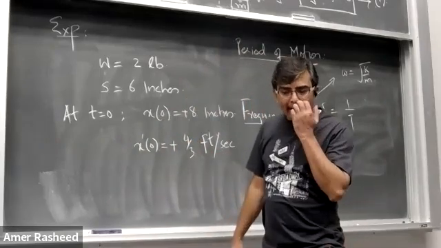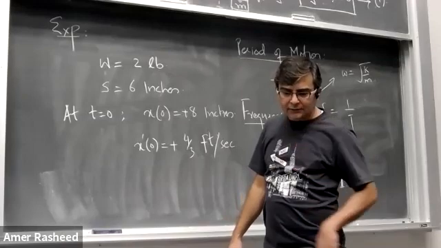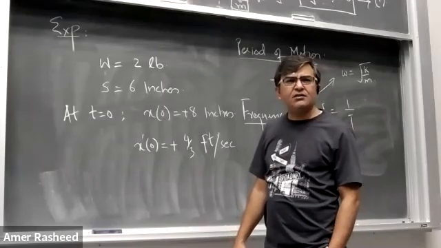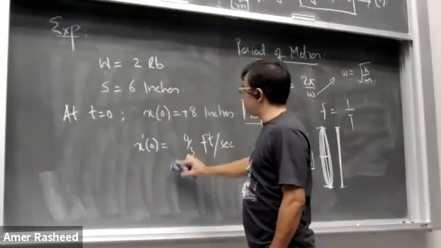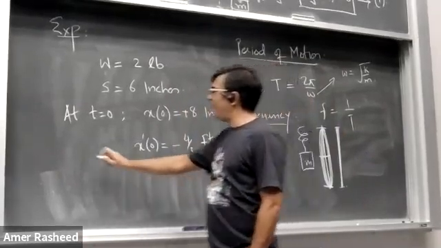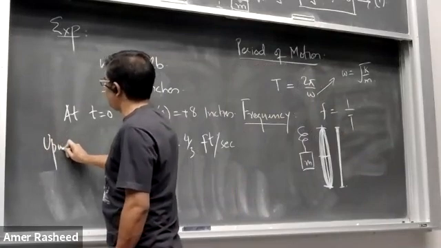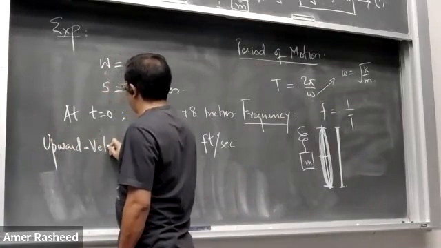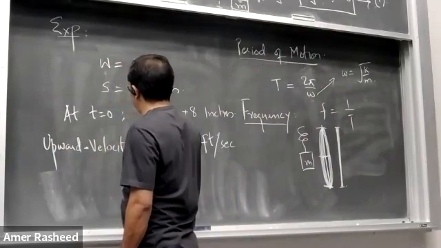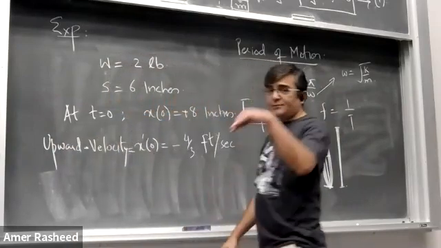Is upward velocity positive or negative? Upward velocity will be negative. So this should be negative. Upward velocity is always negative. Remember this: if it is downward velocity, then it is positive.